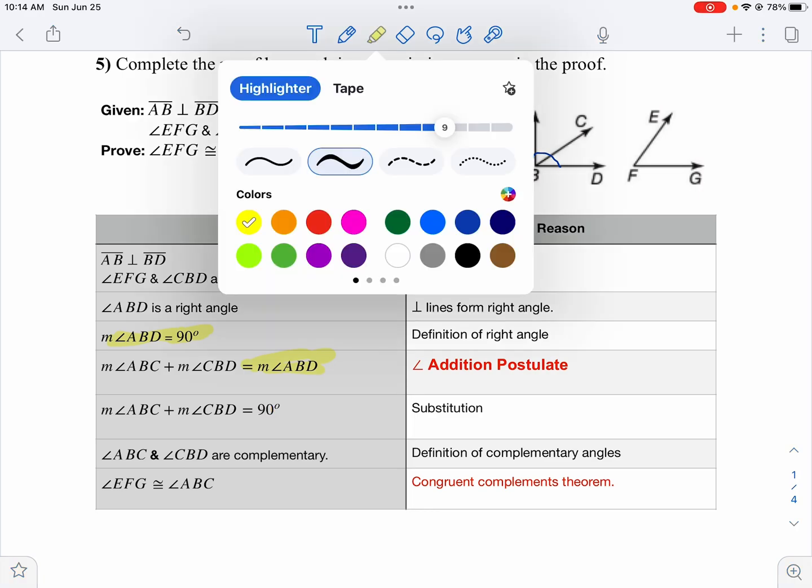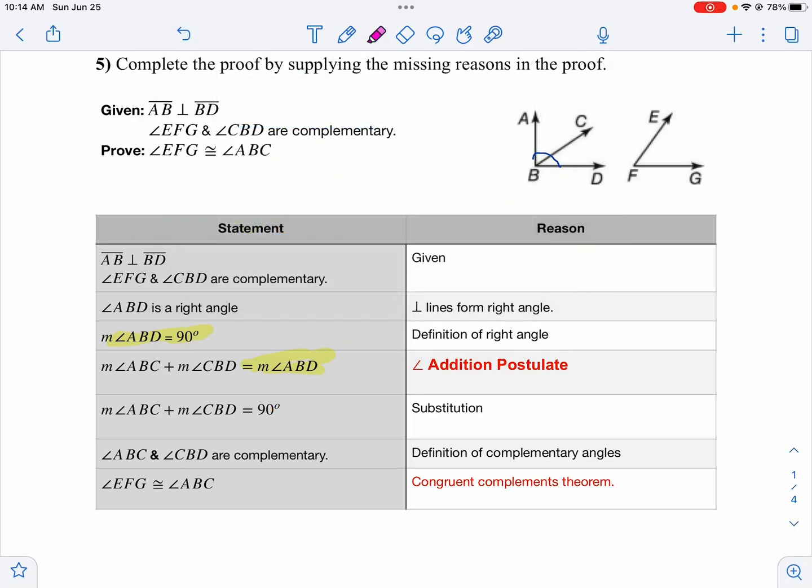Then I'm going to compare my given, which is EFG and CBD are complementary, and my second to last, ABC and CBD are complementary. Notice they both have a CBD in them, don't they? So that tells me angle EFG is congruent to angle ABC by the congruent complements theorem.